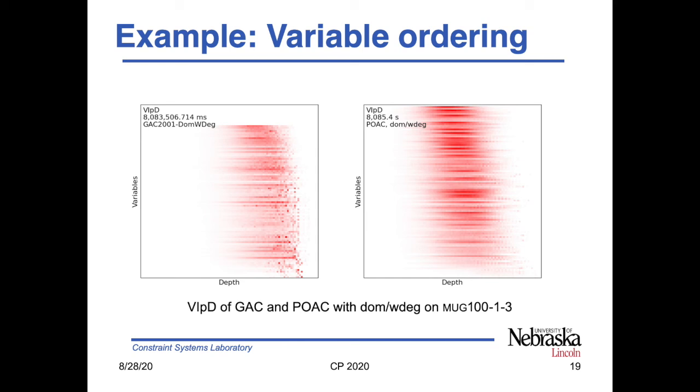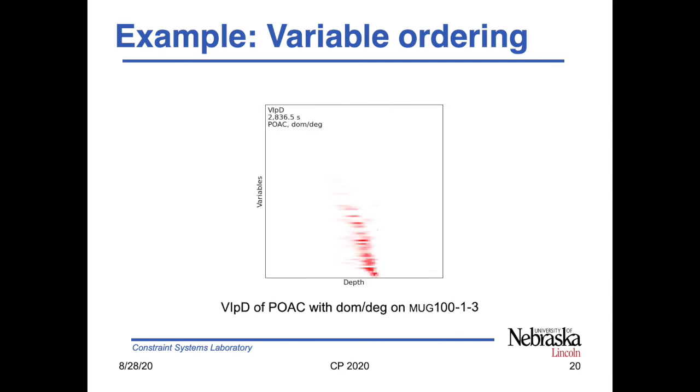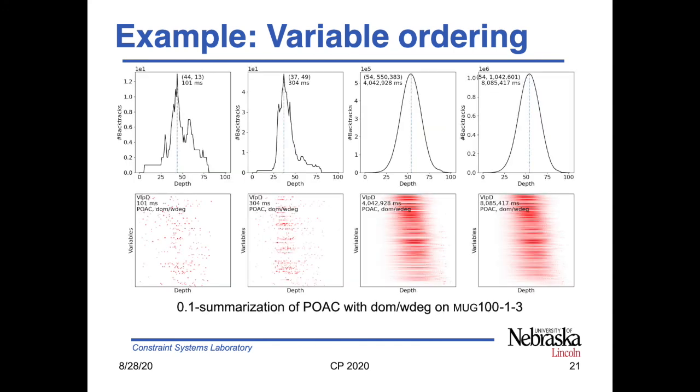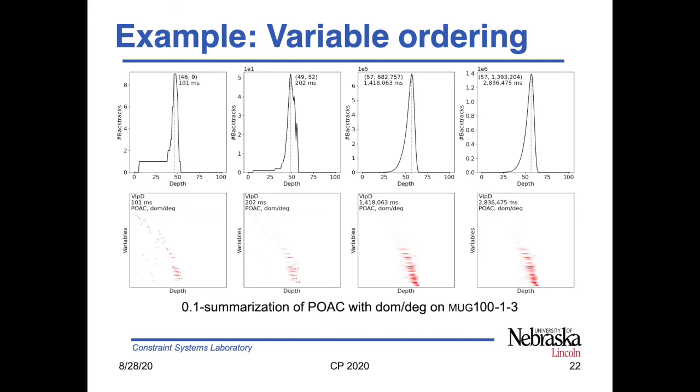Therefore, we try once again to solve the instance, using partition 1 arc consistency, but this time applying the DOM-DAG variable ordering heuristic. And this time we are actually able to solve the problem in just 40 minutes. To confirm our suspicions, we look at a 0.1 summarization of POC with DOM-WDAG and with DOM-DAG. Looking at the VIPD at the sample regime timestamps, we see that the DOM-WDAG does indeed go into chaotic behavior. And when looking at the VIPD when applying DOM-DAG over time, we see that it is much more stable.